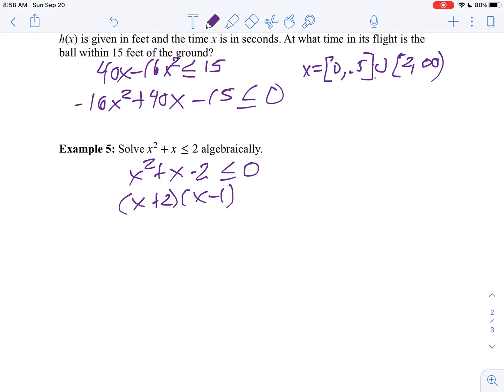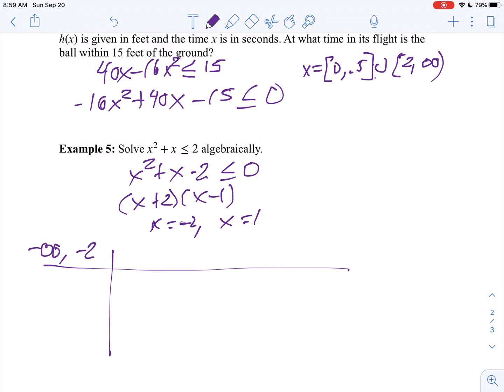So in other words, our x-intercepts are at negative 2 and 1. So now we're going to set up our sign test. What I'm going to do is make a chart. Since I wrote my x-intercepts in increasing order, I'm going to go from negative infinity to negative 2. I'm going to go from negative 2 to positive 1. That's the next interval. And then 1 to positive infinity.